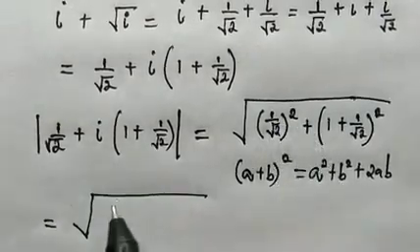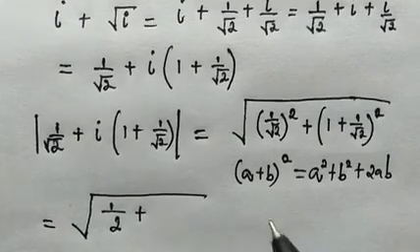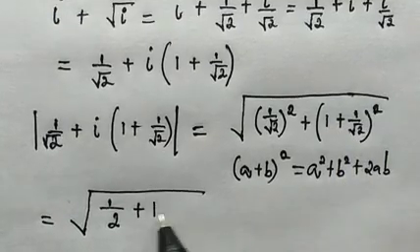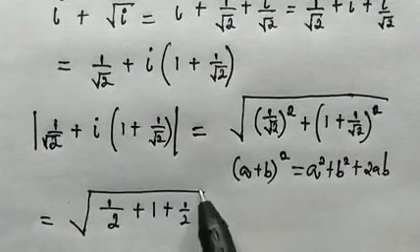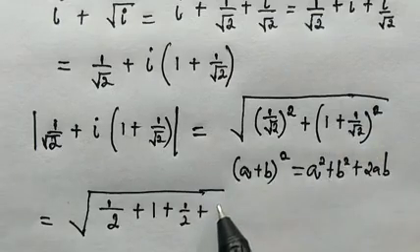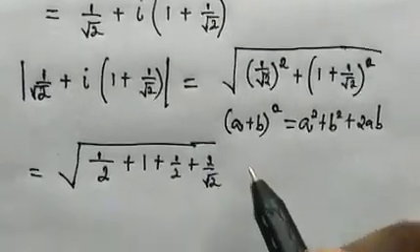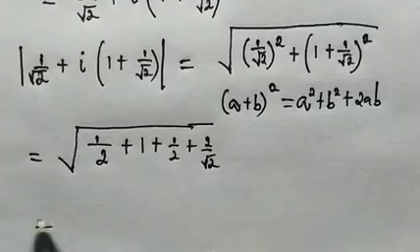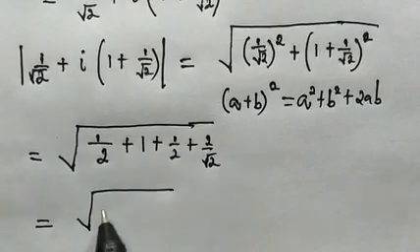Now, 1 squared is 1, divided by root 2 squared, which gives us 2, plus, now here, 1 squared is 1, plus 1 over root 2 squared is 1 over 2, then plus 2 times 1 times 1 over root 2, which gives us 2 divided by root 2. Now, we need to simplify. So this will be equal to the square root of 1 over 2 plus 1 over 2, which is 1.